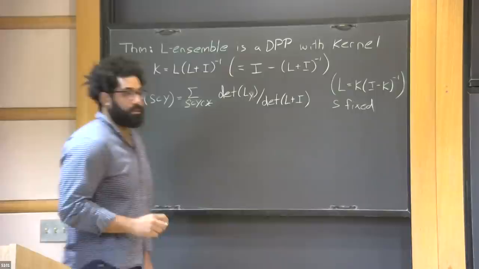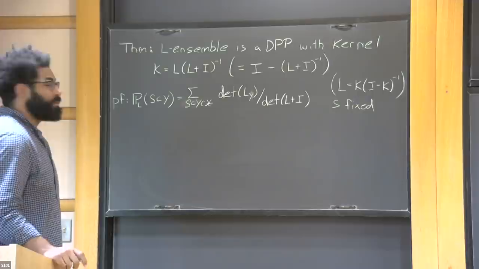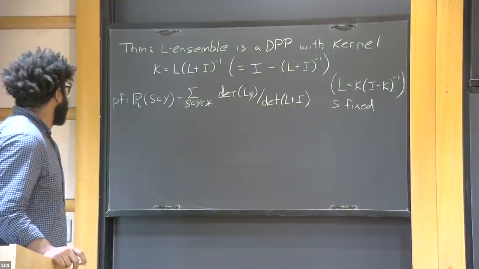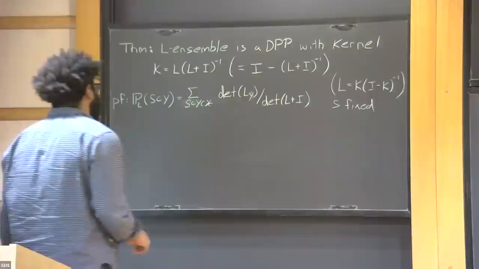What do you mean, summing over all Y? The Y on the left-hand side is not the Y on the right-hand side. On the left-hand side, Y is a random variable, and the sum on the right is over fixed subsets. Ah, I see. Okay, I'll call it T. Apologies for the abusive notation.